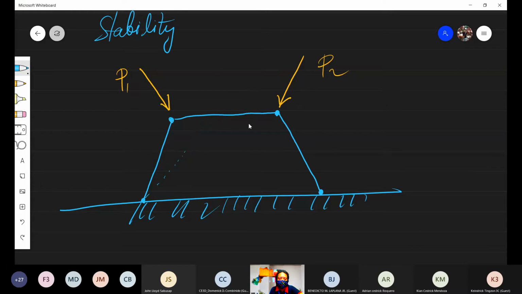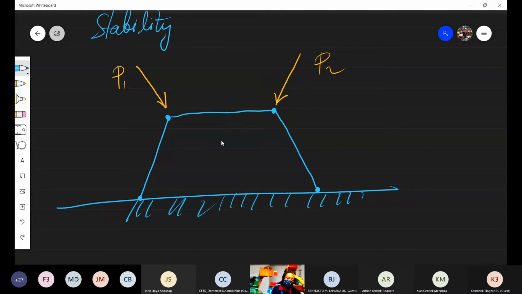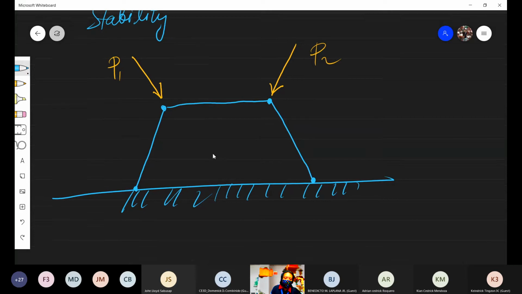Okay, let me erase this one. Okay, so how can we make this a stable structure?